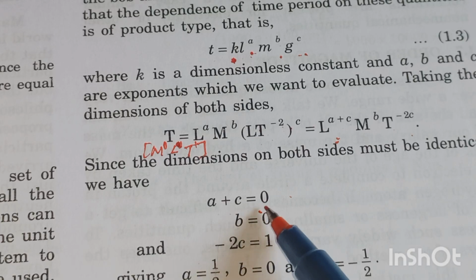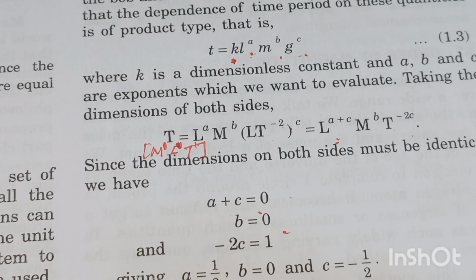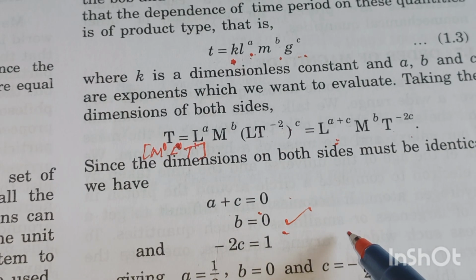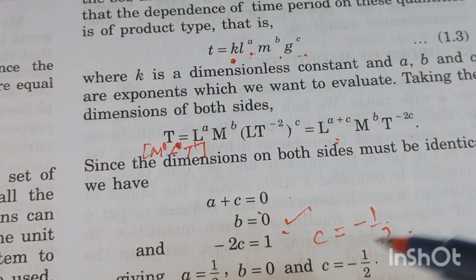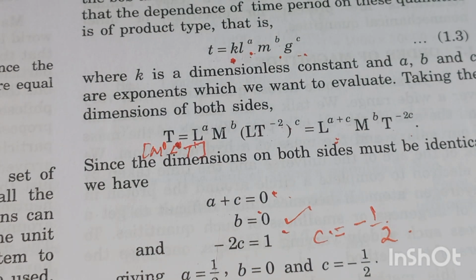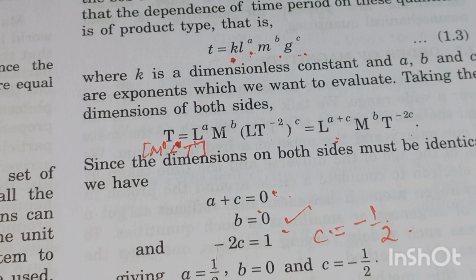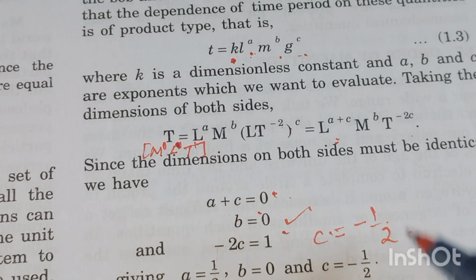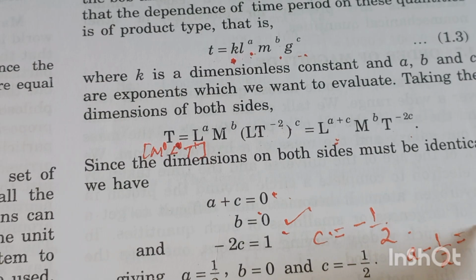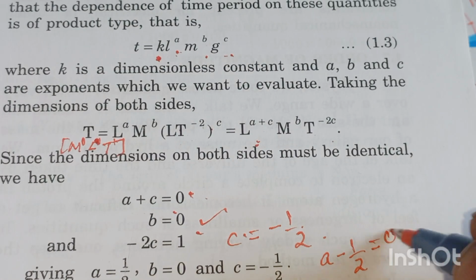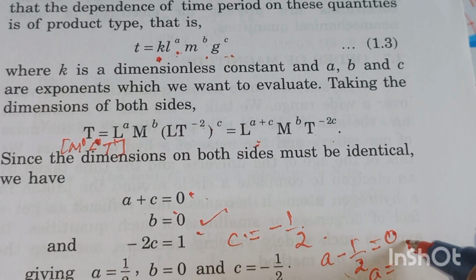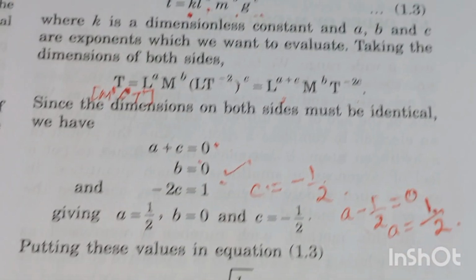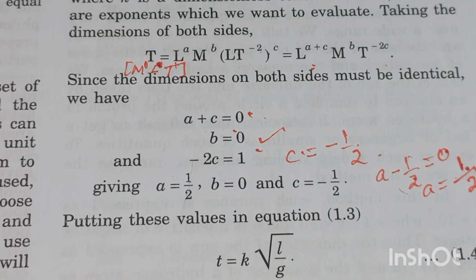So therefore here, C is equal to what we will get? So already we have got for B, that is 0. C is what? C is equal to minus 1 by 2. Then substitute in this equation. So what we are going to get? A minus 1 by 2 is equal to 0. So minus 1 by 2 goes to the RHS and it becomes plus 1 by 2, right? So A equal to 1 upon 2, B is equal to 0 and C is equal to minus 1 by 2.